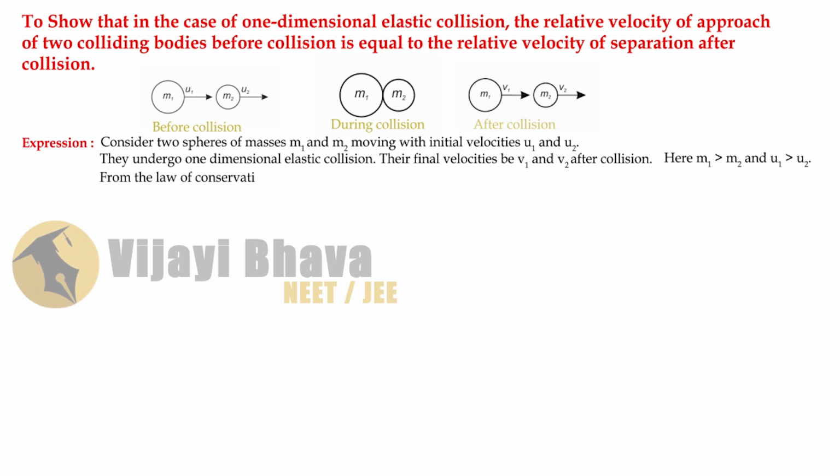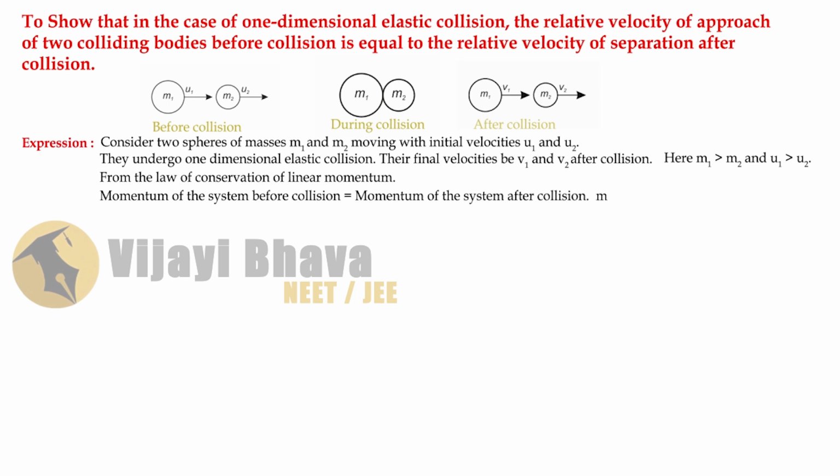From the law of conservation of linear momentum, momentum of the system before collision is equal to the momentum of the system after collision. Thus, we can write m1 u1 plus m2 u2 is equal to m1 v1 plus m2 v2. Shifting these u's to one side and v's to the other side and taking m1 common, we can write the same as m1 into (u1 minus v1) is equal to m2 into (u2 minus v2).